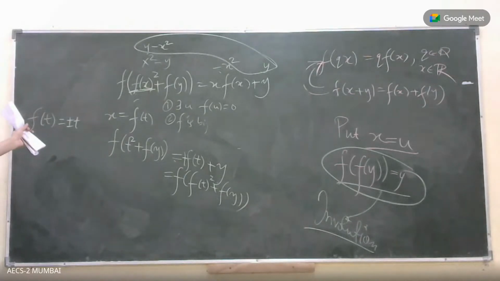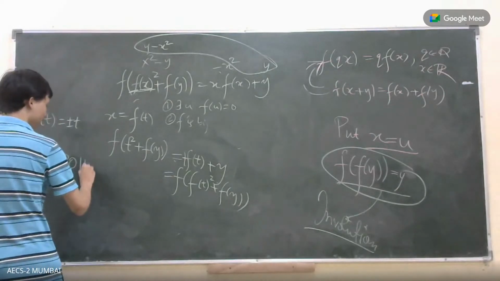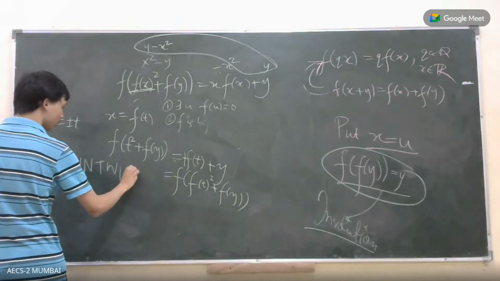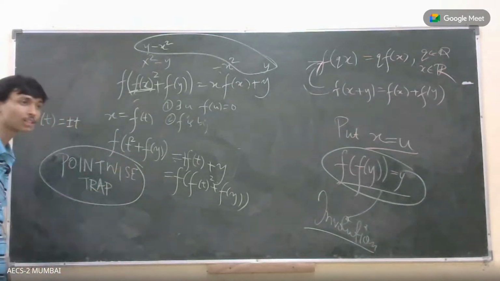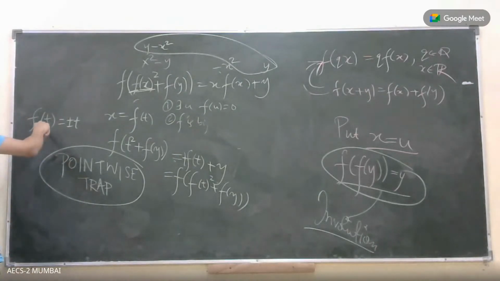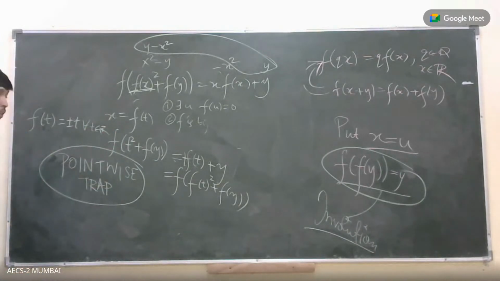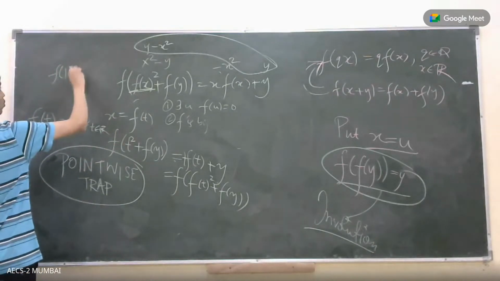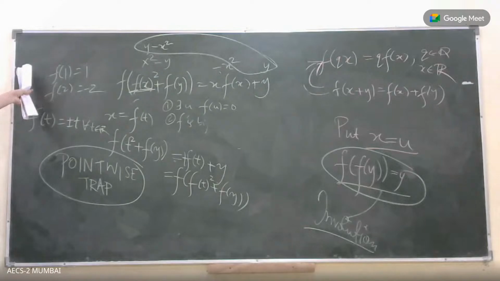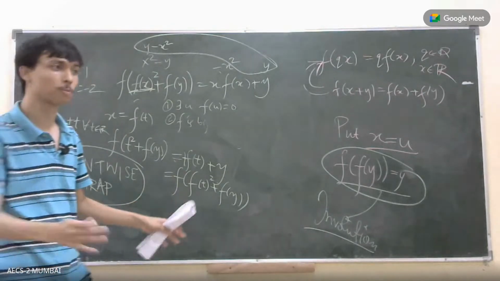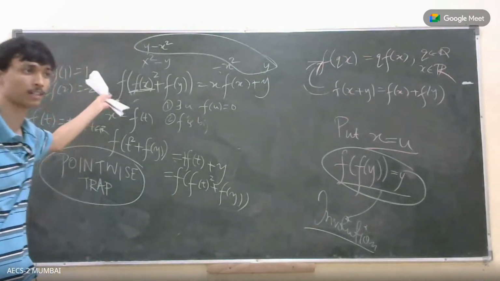Are we done? We are not. This is another very dangerous mistake in functional equations called the pointwise trap. What does a pointwise trap mean? I proved f(t) equal to plus minus t for all t in R. But who prevented f(1) equal to 1, f(2) equal to minus 2? I can have this, right? I can choose f(t) equal to plus minus t for every t in R, for some t's I can put plus, for some t's I can put minus, right?